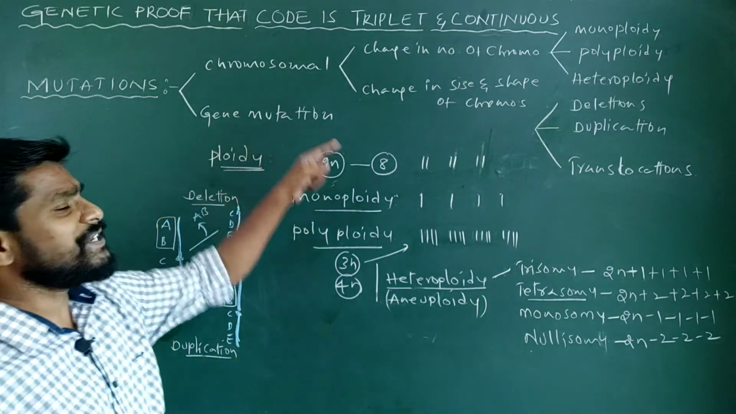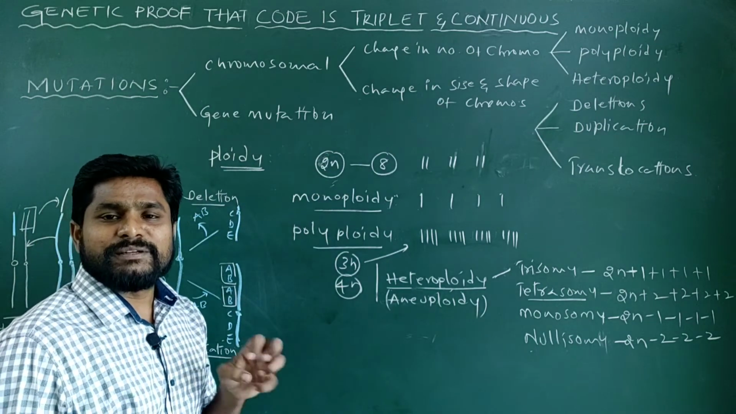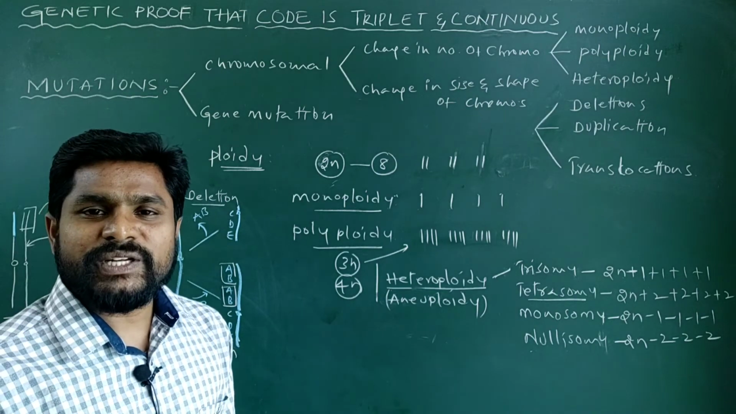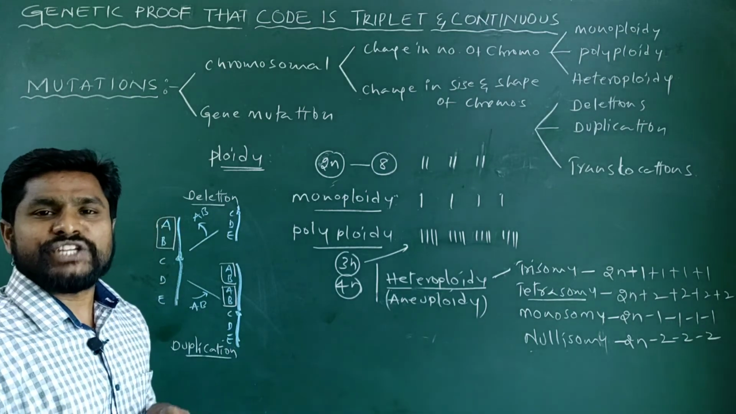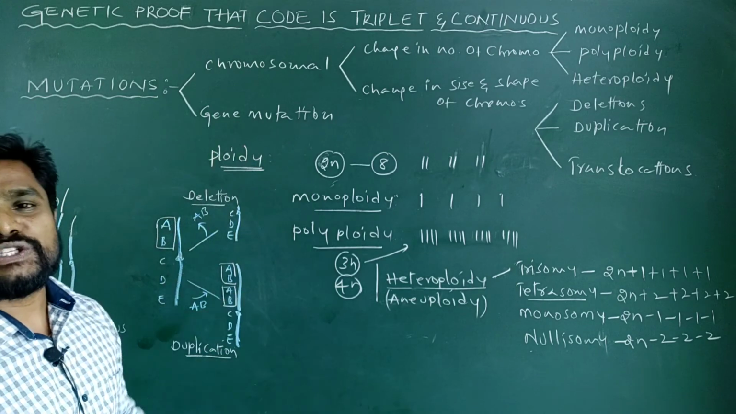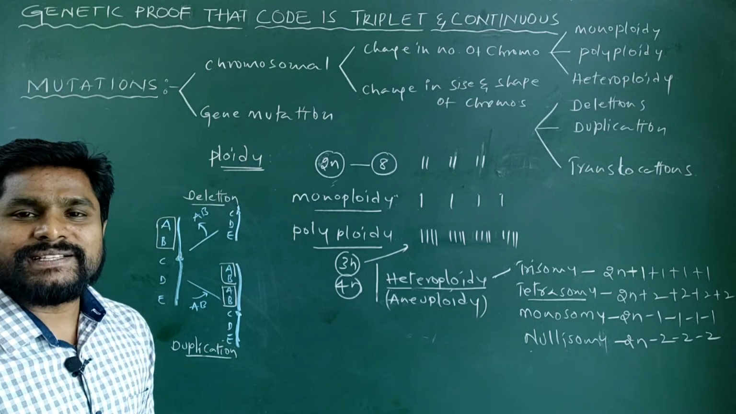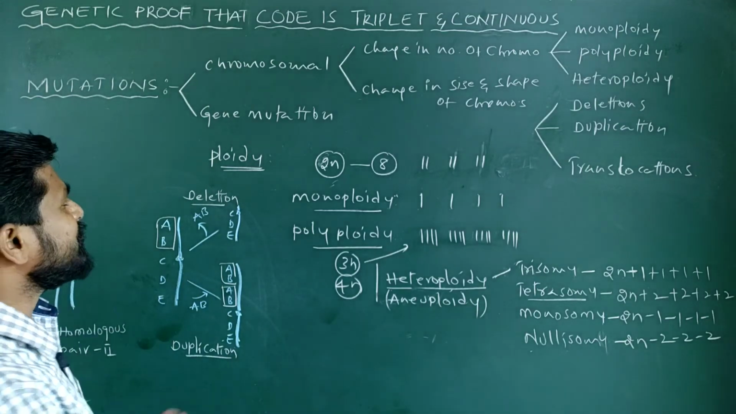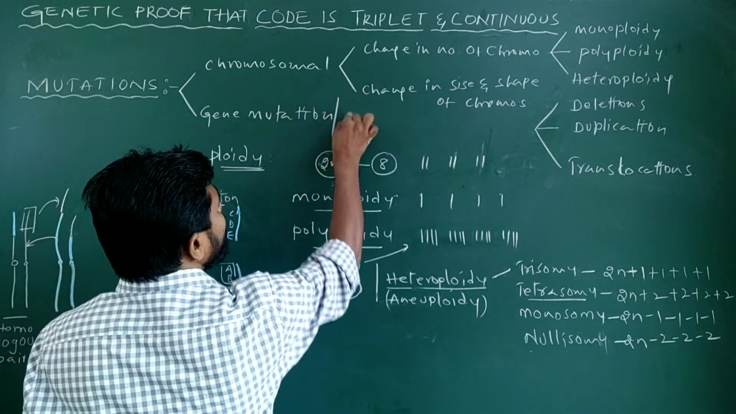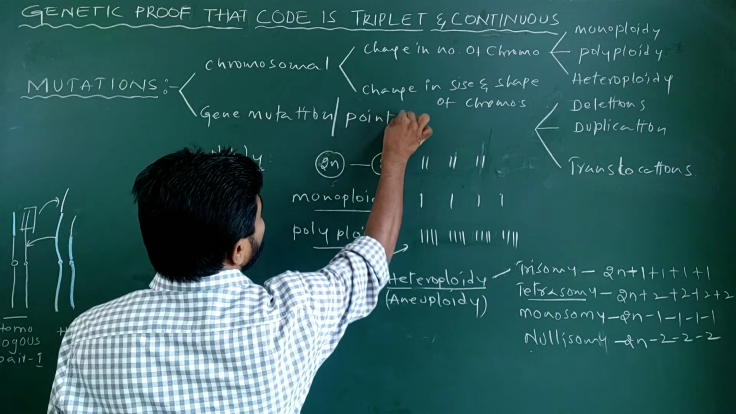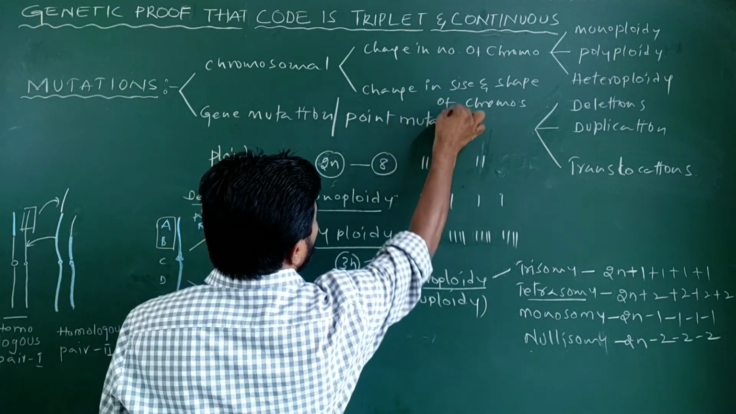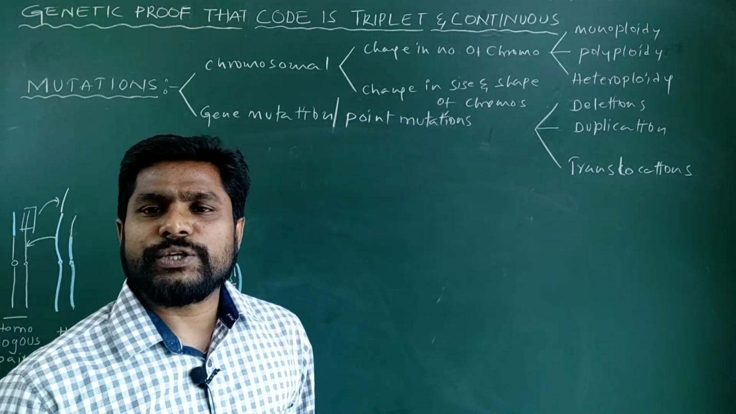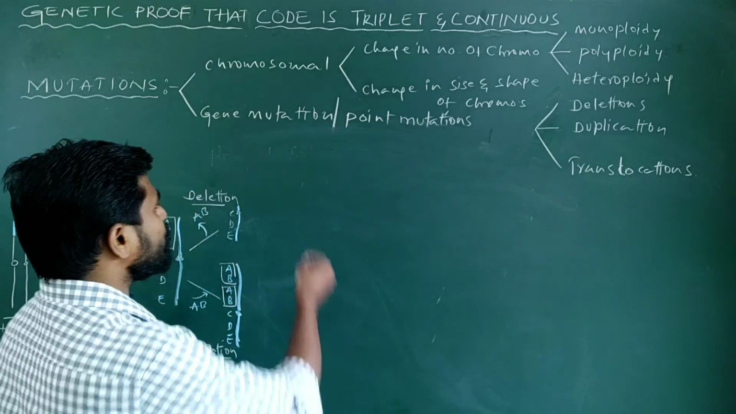Those are gene mutations, which means the mutations occur at or below the level of genes. Especially the change in sequence of nucleotides of a gene is called a gene mutation. Since a small segment of DNA is involved in these mutations, these types of mutations are otherwise called point mutations. Gene mutations and point mutations are the same. These gene mutations or point mutations can be categorized into two.